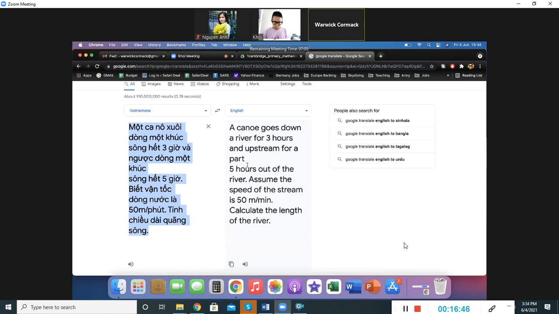If the way I understand it is correct, then you don't need to look at the 5 hours up, because it's not saying how far up. It's not saying 20%, 30%, halfway. It's just saying for some way it takes 5 hours. So that one is a trick question. So then you only need to go down. So 3 hours to go down, and it's 50 meters per second.